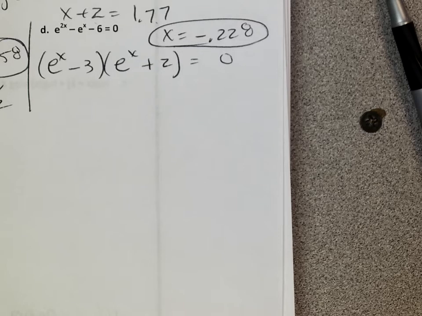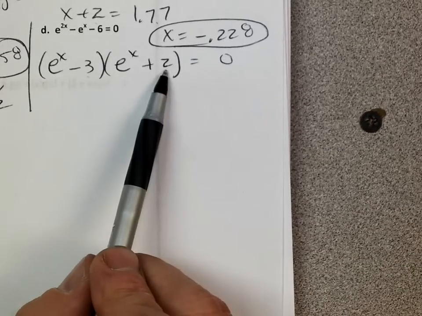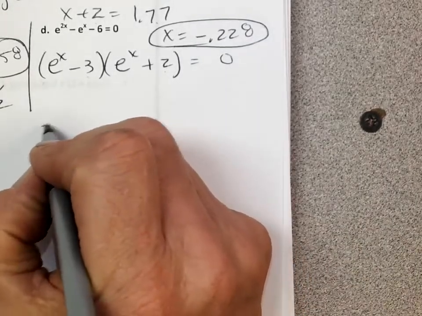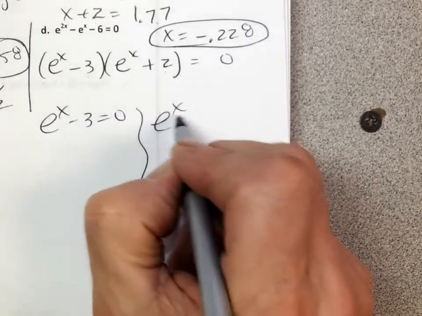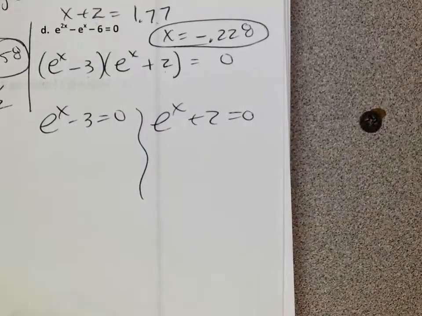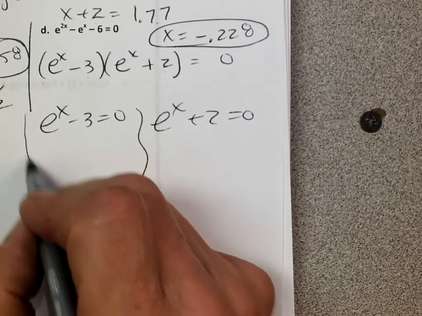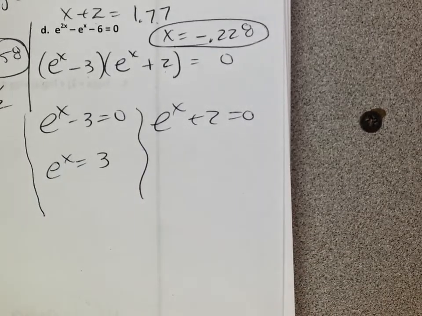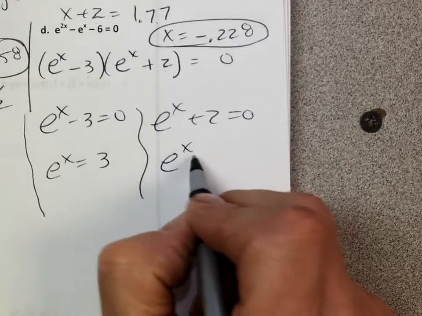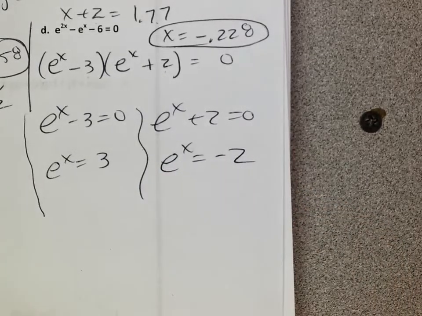Yep. Okay, so now, oh boy, we're in pre-calc now, aren't we? All right, now I'm making you really think. That's good. So now, I have two equations. Let's set them both equal to 0. E to the x minus 3 equals 0, and e to the x plus 2 equals 0, okay? Bring over the 3. E to the x equals 3. Bring over the 2. E to the x equals negative 2, okay? Now what?